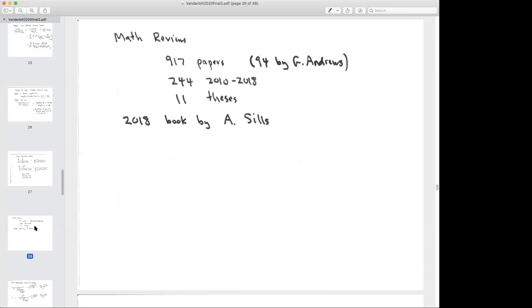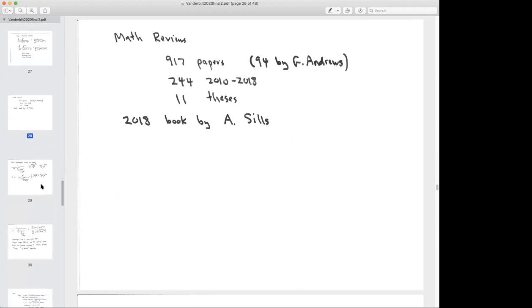Now, in Math Reviews, I did this little search a couple of years ago. Found almost 1,000 papers, more than 200 in the last decade, 11 theses, and Drew has written a book about these identities. So it's a very active area of research.